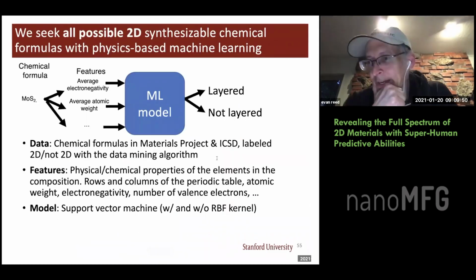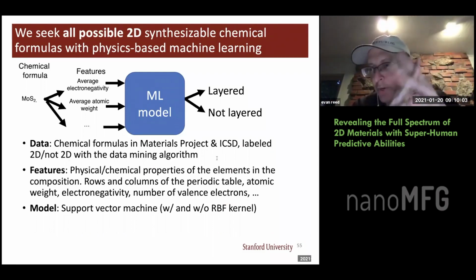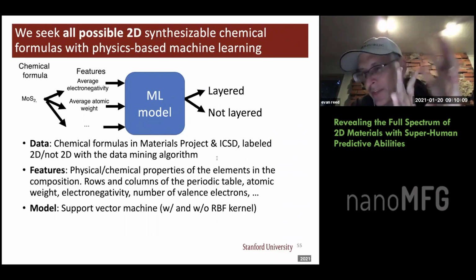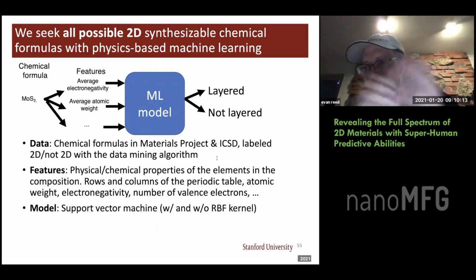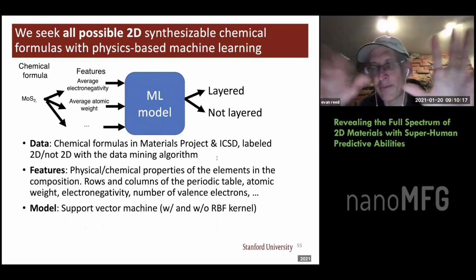So that's the database. So now we have a kind of unique opportunity because we have over 1,000 examples of things that are layered. And presumably, if we're careful, we can put together a database of materials that are either synthesizable but not layered, or just not synthesizable at all.